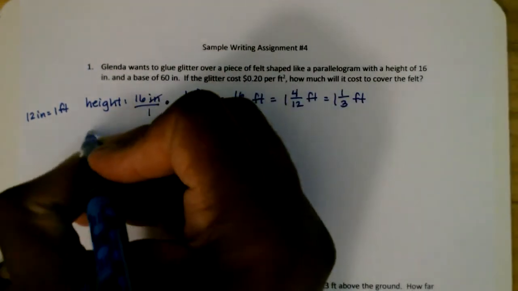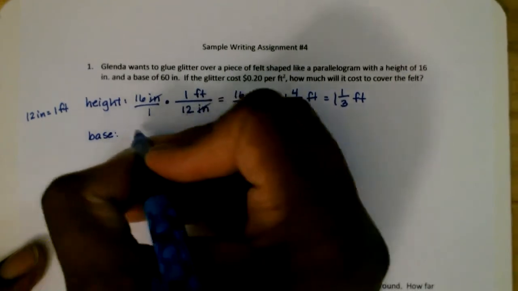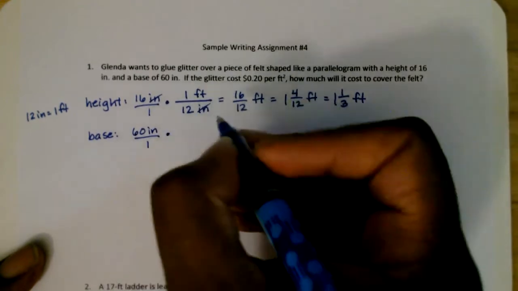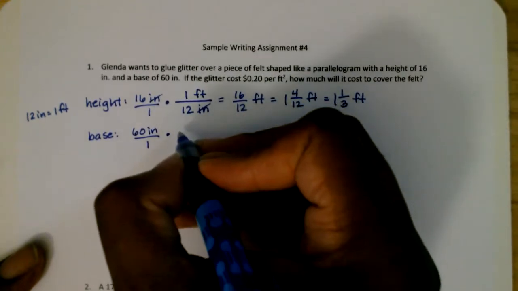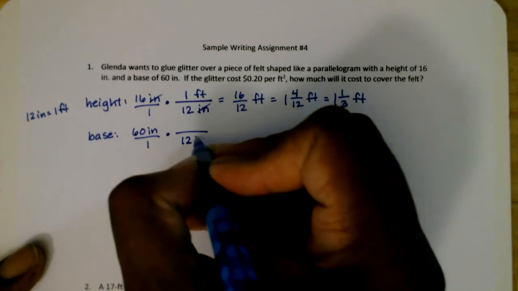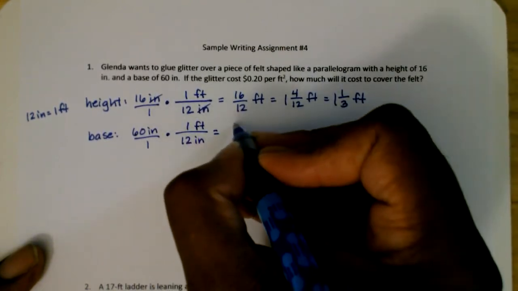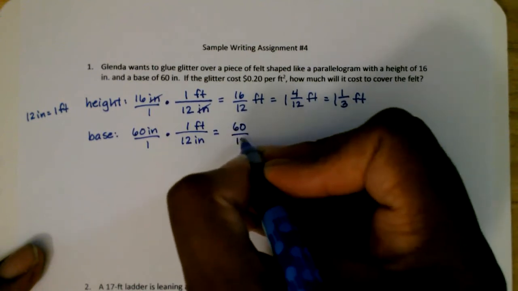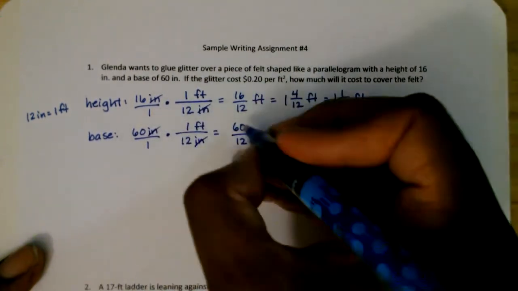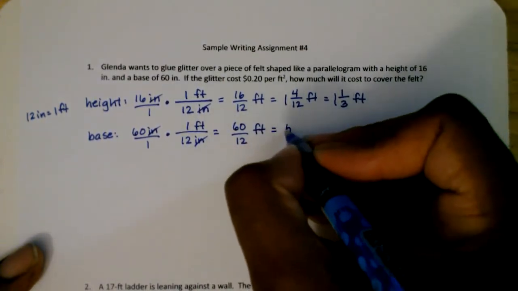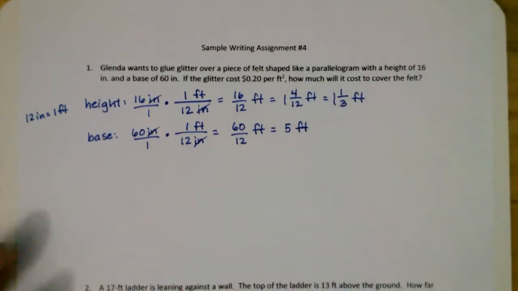And then the base is 60 inches. That also needs to be converted to feet. And again, 12 inches make up a foot. So the 12 inches has to go in the denominator. 1 foot goes in the numerator. Multiply across, you'll get 60 over 12. The inches divide out, you'll be left with feet. And then 60 divided by 12 will be 5 feet. So the base there will be 5 feet. And the height is 1 1/3 feet.